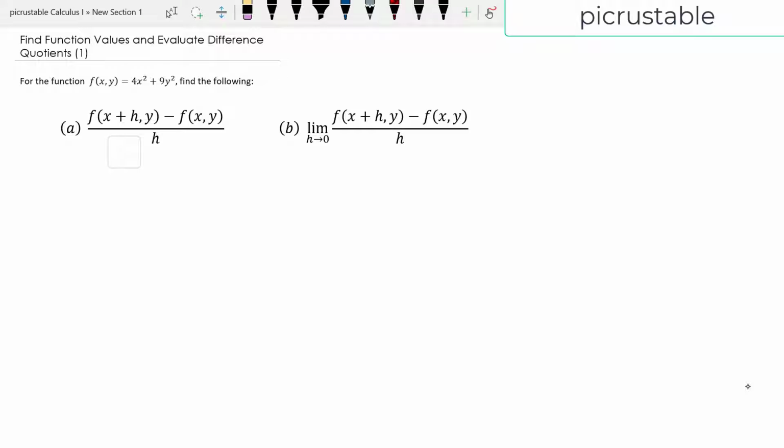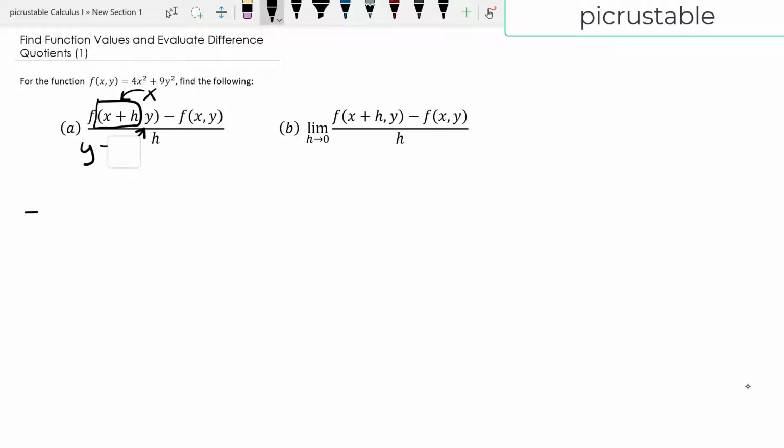Find function values and evaluate difference quotients. Let's look at the first one here. We have f of x plus h, y. That means that I'm going to put x plus h in for all of the x's in my function there, and I'm going to put y in for my y. So let's see what that looks like.